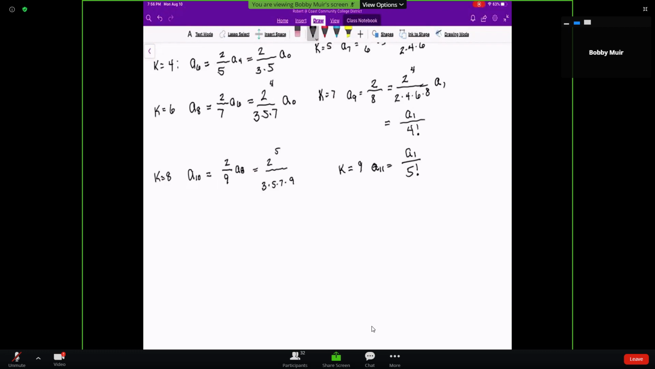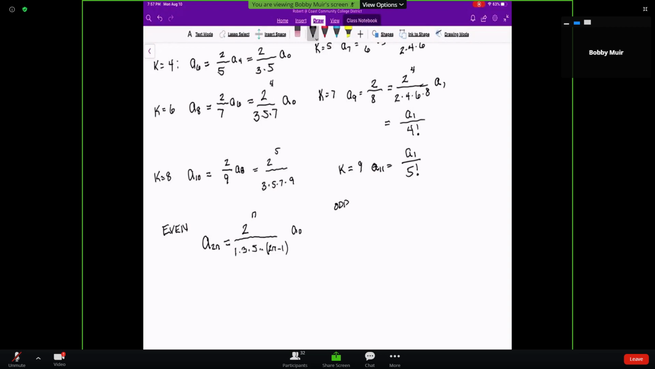Okay, so for the evens, A sub 2n, well, it looks like it's 2 to the n divided by 1 times 3 times 5 all the way up to whatever 2n was minus 1, times A sub 0. I think that looks right.